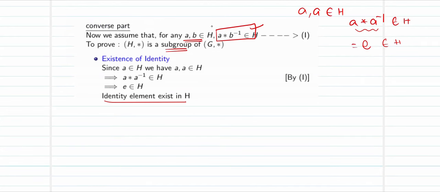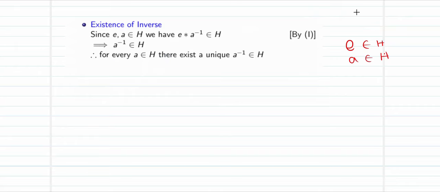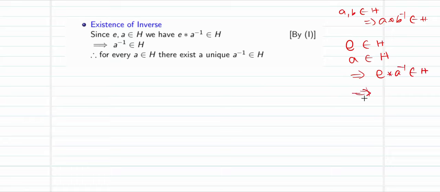Whenever A comma B belongs to H, A star B inverse belongs to H. A comma B belongs to H implies A star B inverse belongs to H. Now E belongs to H and A belongs to H will imply what? E star A inverse will belong to my H. What is going to be E star A inverse? E star A inverse is my A inverse.